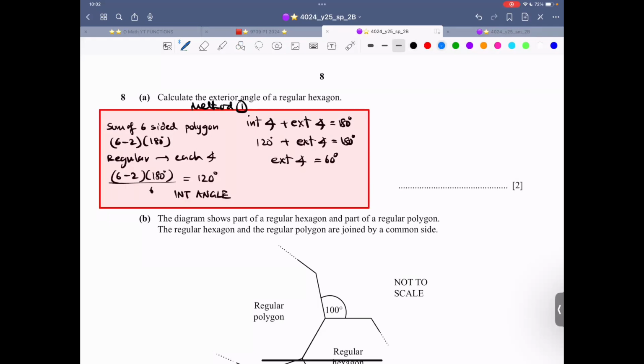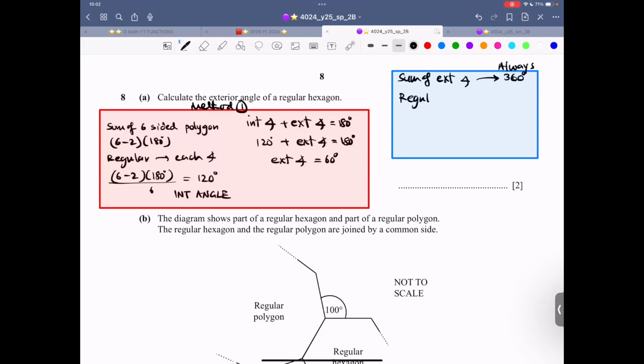Now let me focus on method number two. Method number two is sum of exterior angles, irrespective of the sides, is always 360 degrees. Since it's a regular hexagon with 6 sides, each angle should be equal. That is 360 divided by 6, that is 60 degrees.